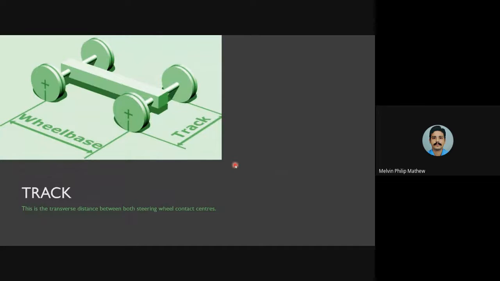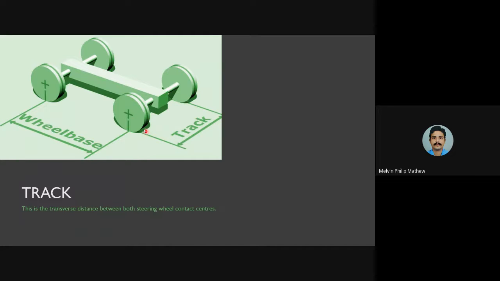Next is track. In the previous module, we studied a derivation and I told you about wheelbase and track. Track is nothing but, when we are looking from the front of the vehicle, the transverse distance between both the steering wheel contact centers. The wheel contact happens through the center of the wheel as shown here. It is happening at the center and the center points are there.